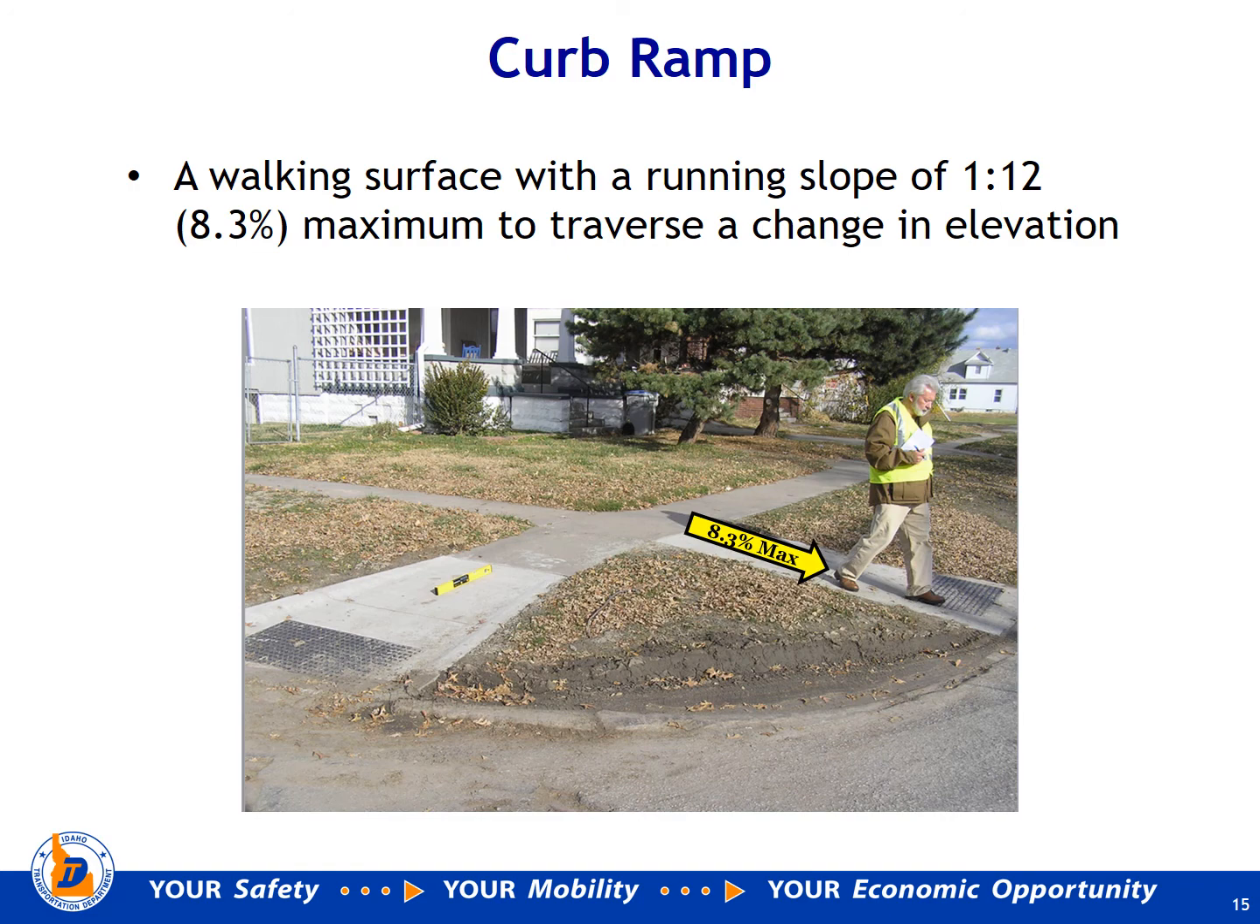Curb ramps are a means to eliminate curb issues for physically impaired people. They're used to traverse the change in elevation from the sidewalk down to the street. As shown here by the arrow in this slide, the maximum curb slope that you can build ramps at is 8.3%, or 1 in 12.